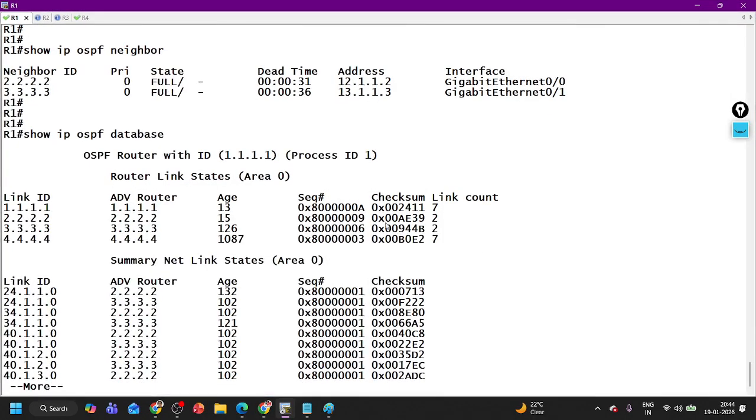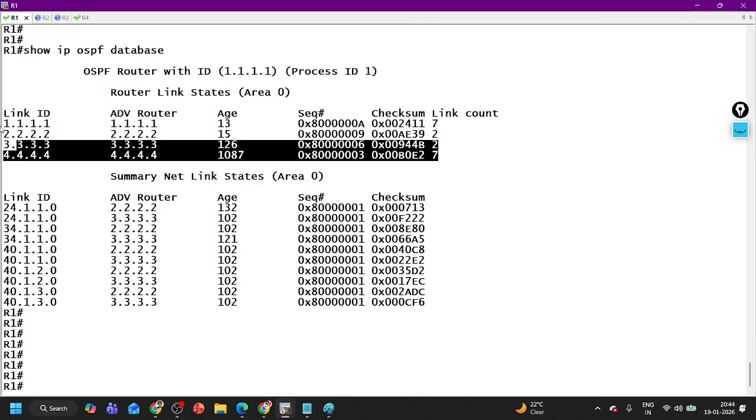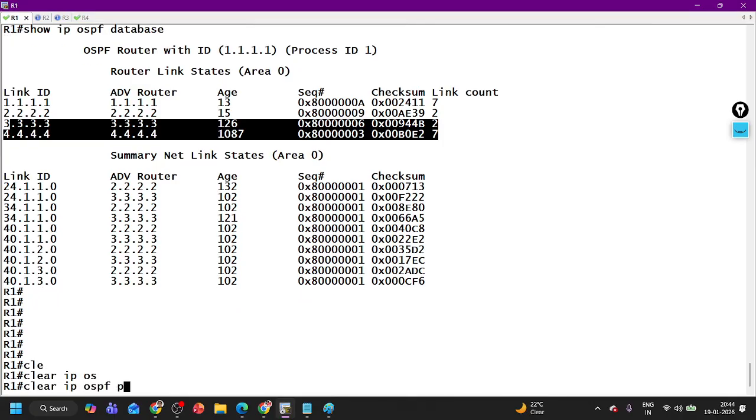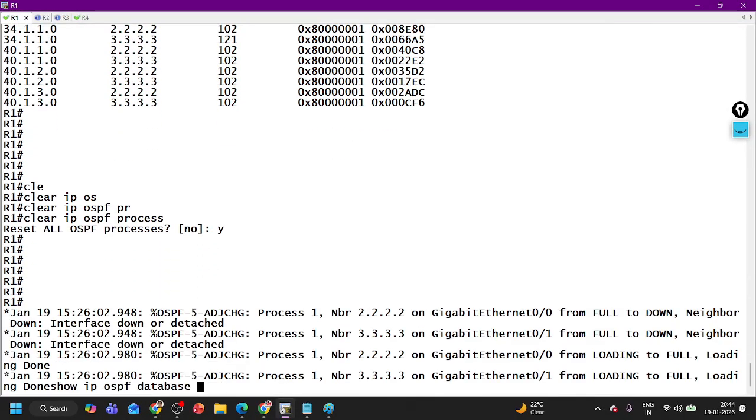Now you can see the database of R1. How many types of LSAs are there? There are 2 types of LSAs: router LSA and summary LSA, LSA 1 and LSA 3. These are old entries. Soon it is going to flush them, because now in area 0 I have only 2 routers, so there will be 2 router LSAs. Clear IP OSPF process. Say yes once. And now check the OSPF database.